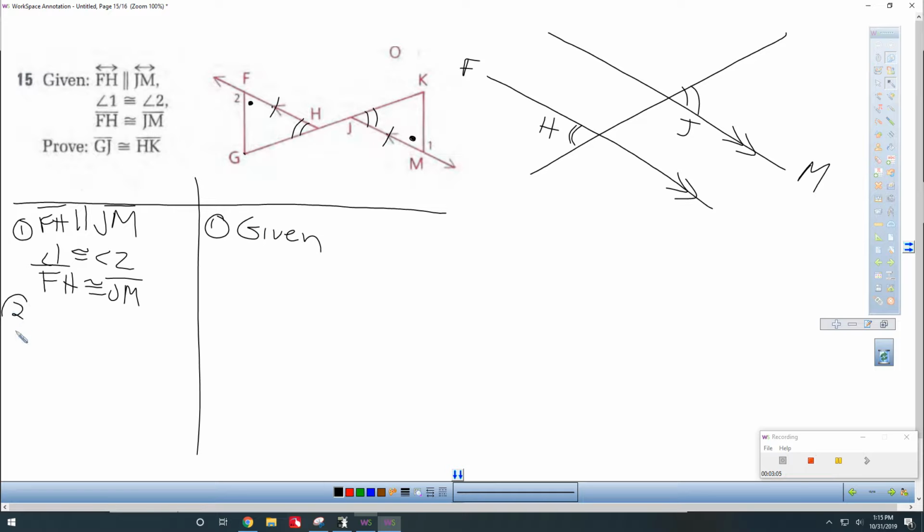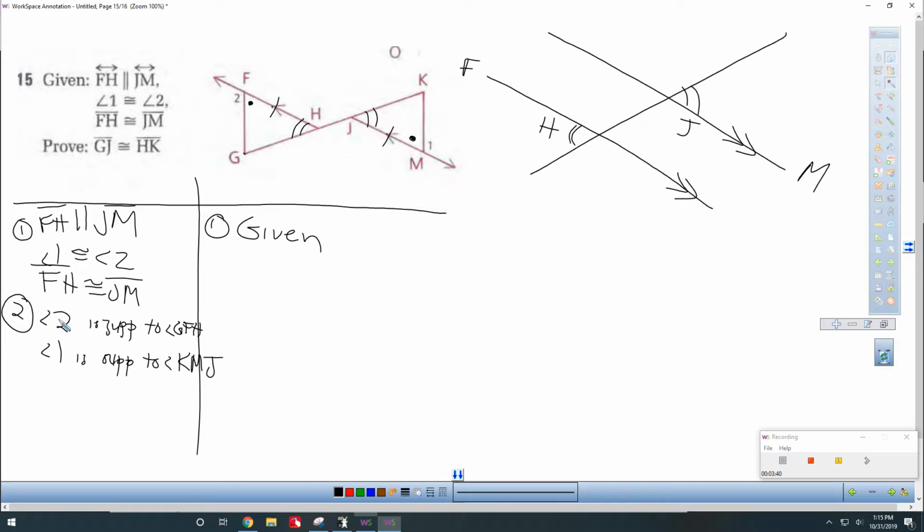Two. Well, I'm going to say angle 2 is supplementary to angle GFH, and I'm going to say angle 1 is supplementary to angle KMJ. Okay?